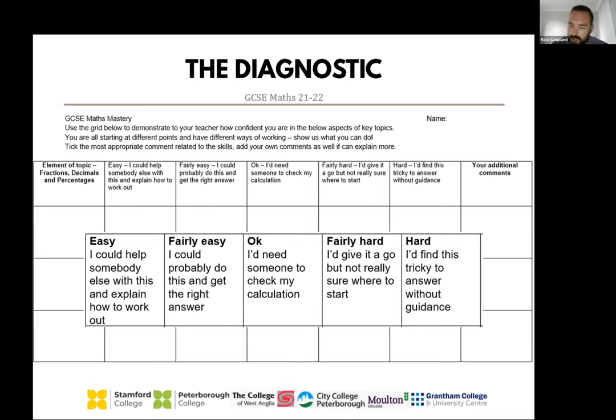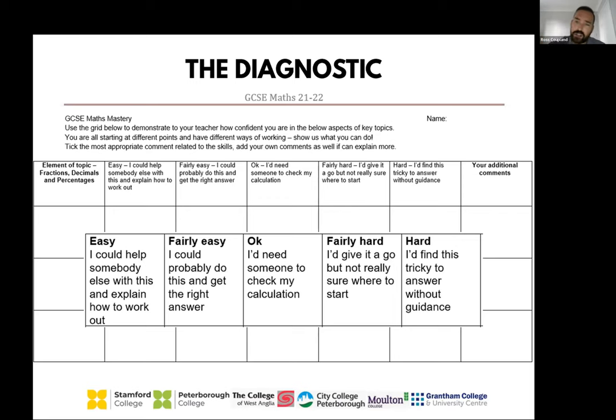So when we launched this diagnostic, it's not a test. This isn't a form of assessment where a student is going to get marks for what they put. What we were trying to do was open up a line of communication between student and teacher, or maybe student and LSA, and even student to student, to really open up their thoughts and understanding of where they thought they were going wrong.